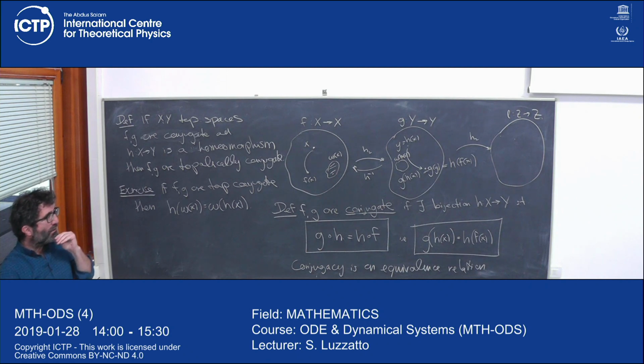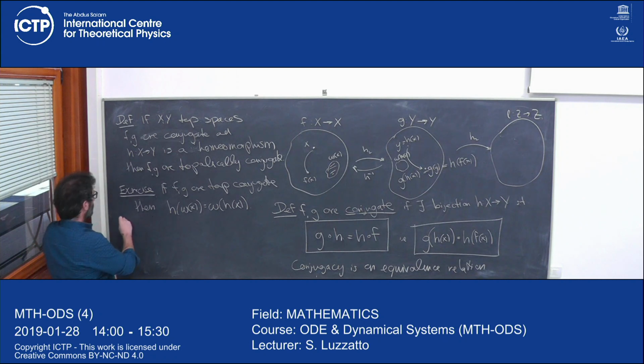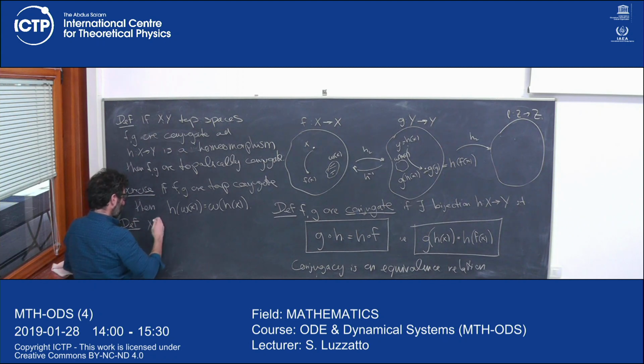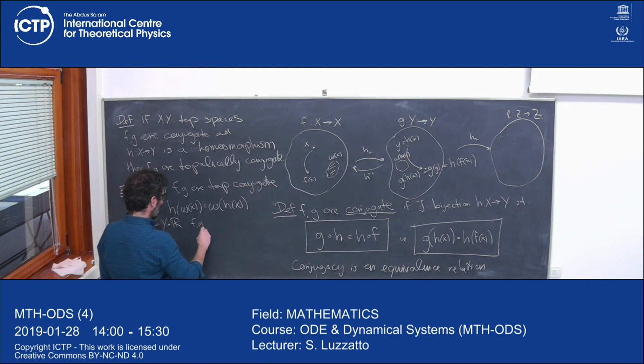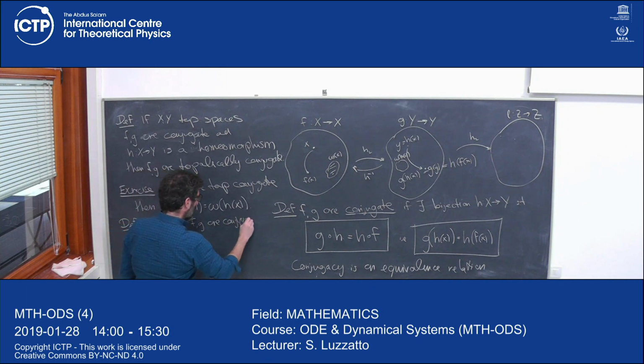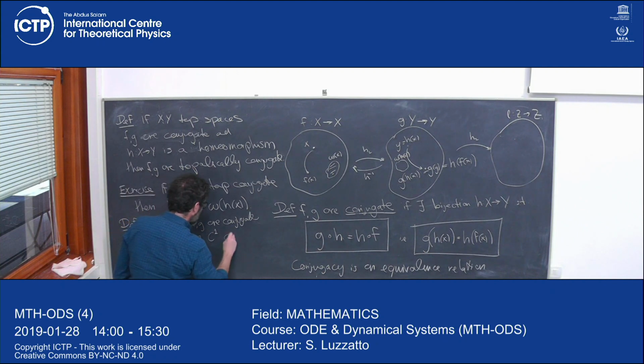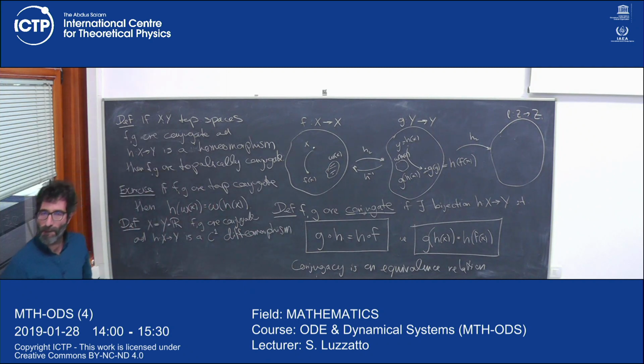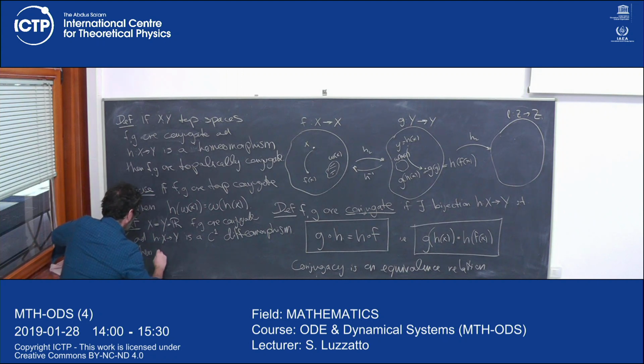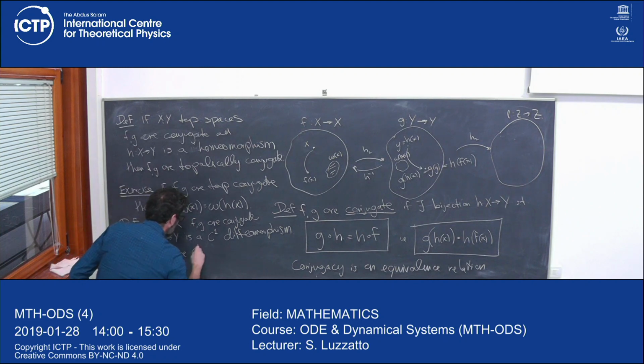Okay, and then we have one even stronger definition. Let's suppose X and Y, let me state it in the one-dimensional setting now, X equals Y equals R. And suppose F and G are conjugate, and the conjugacy H is a C1 diffeomorphism. Then we say that F and G are C1 conjugate.